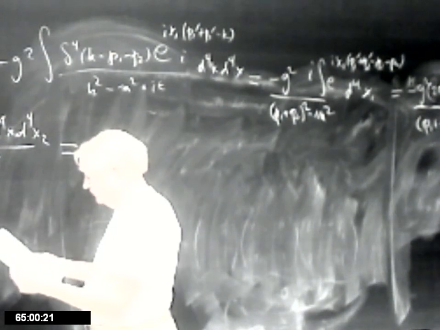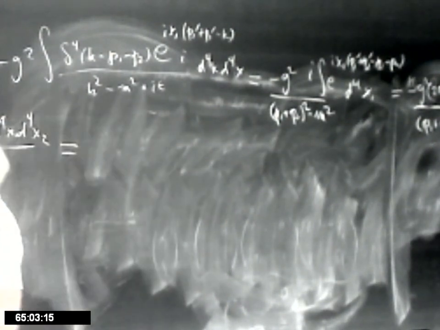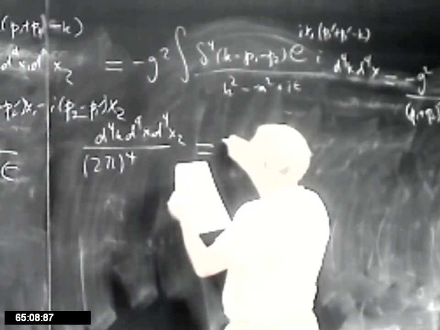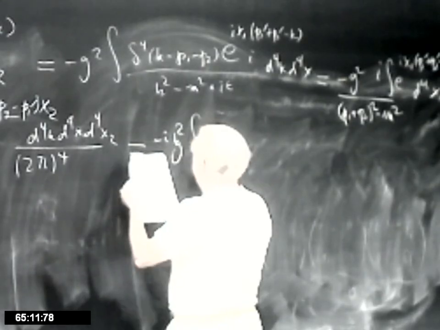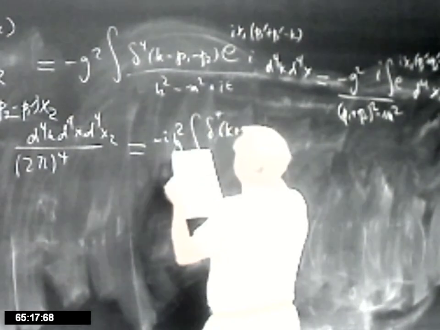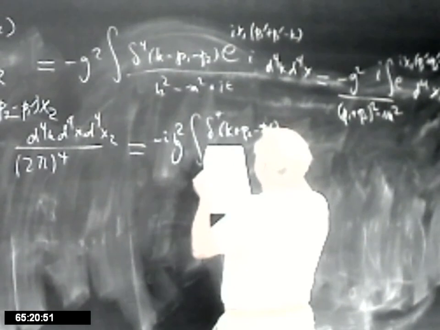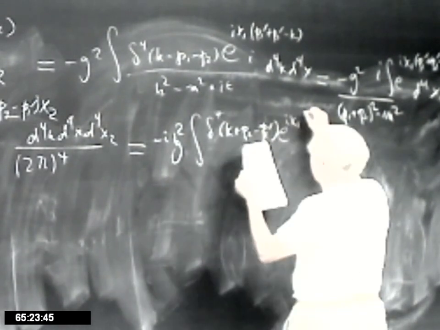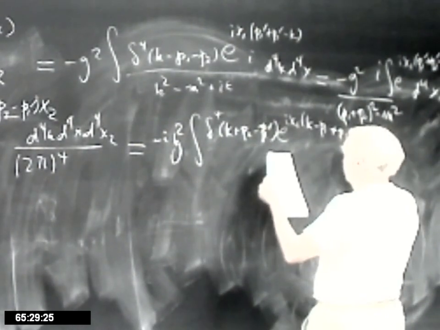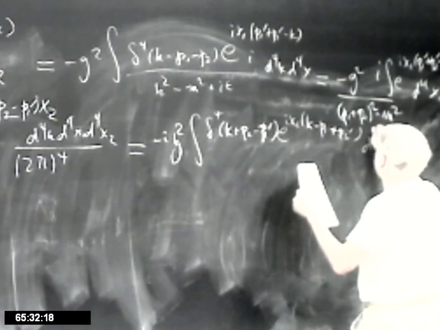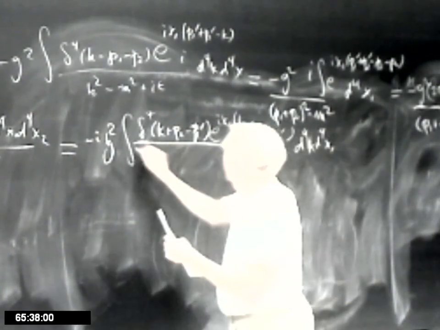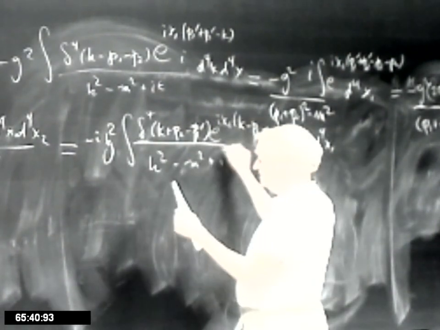And that tells us something more complicated. It gives us minus i g squared, I'm going to follow my notes, integral delta 4 of k plus p2 minus p1 prime, e to the i x1 k minus p1 plus p2 prime, d4k d4x1, over k squared minus m squared plus i epsilon.